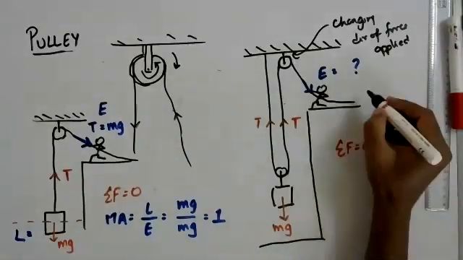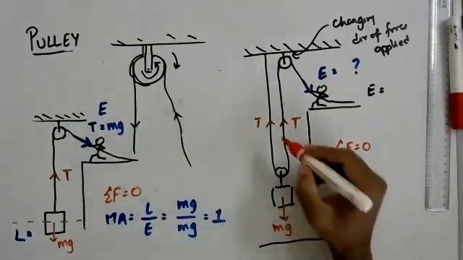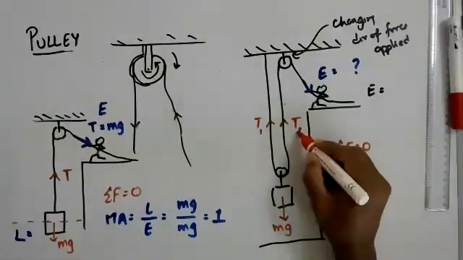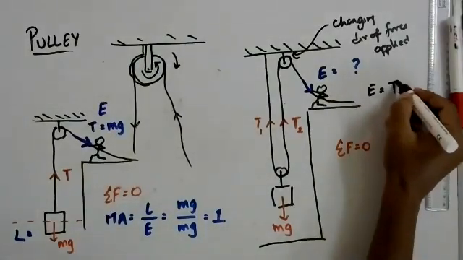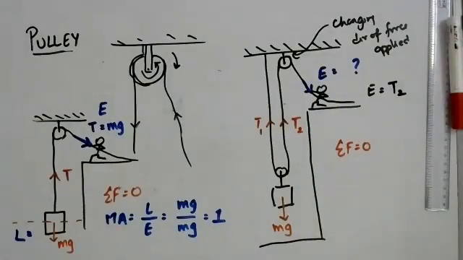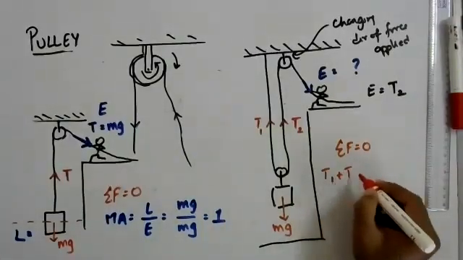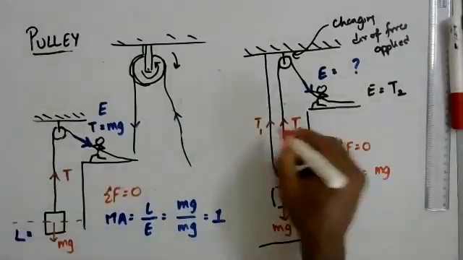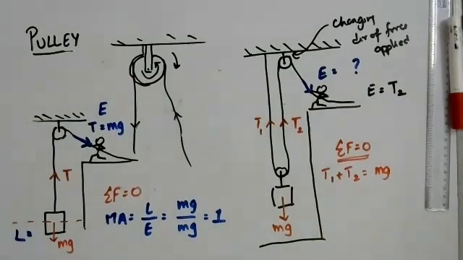So therefore, let us make it a little clearer. We can write this as T1 and we can write this as T2. So you can say that E is equal to T2. Fine. Then? And T1 plus T2 is equal to mg. So we can also say over here that T1 plus T2 is equal to mg, because these two are balancing this. So it follows from sigma F is equal to 0.